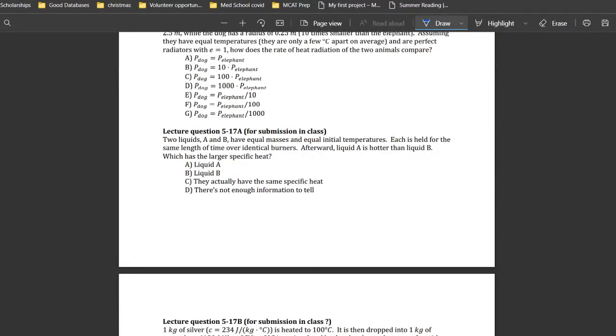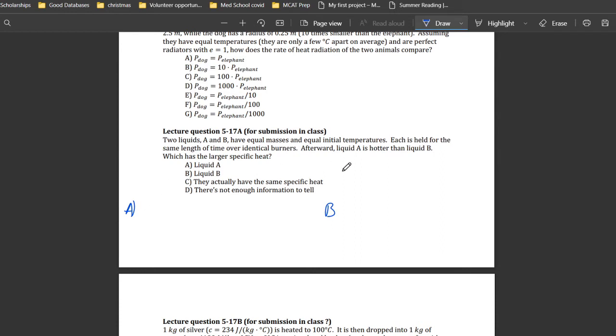So 5-17A states, two liquids A and B have equal masses and equal initial temperatures. Each is held for the same length of time over identical burners. Afterward, liquid A is hotter than liquid B. Which has the larger specific heat? So let's break this down. We're going to say that this is A and that this is B.